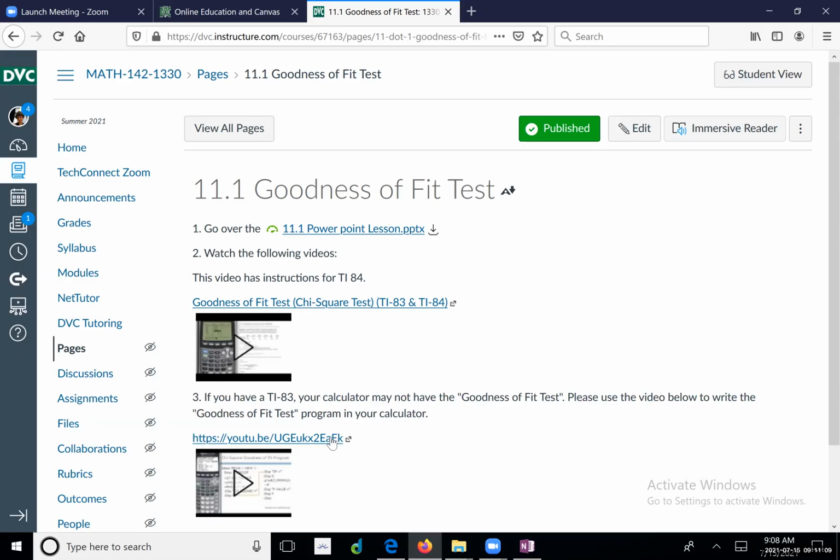In your calculator, how many of you have a TI-83 calculator? Maybe before I get started, send me private chats if you have a TI-83. Let's see how many people. 3 so far. 4.